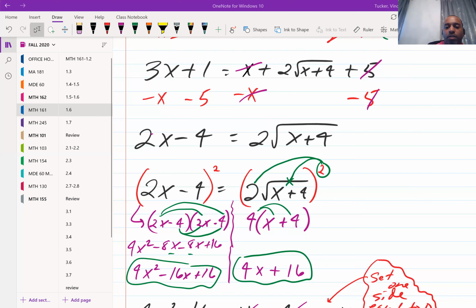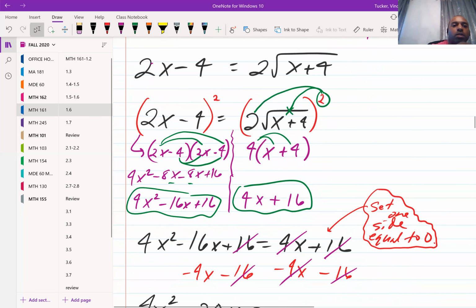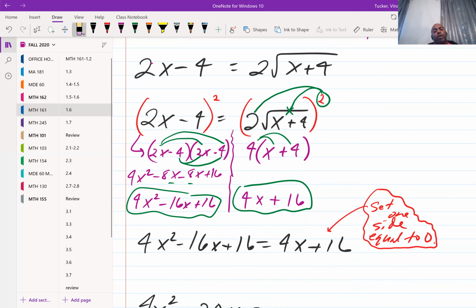All right, any questions? So let me erase this real quick, make sure we are all on the same page. So now we have 4x squared minus 16x plus 16 equal to 4x plus 16.